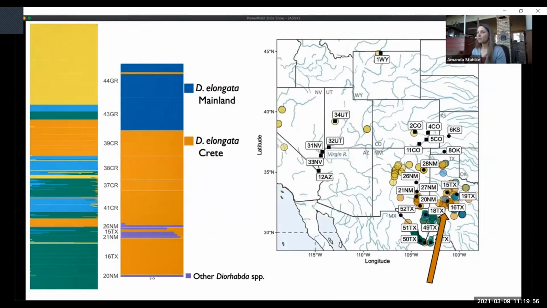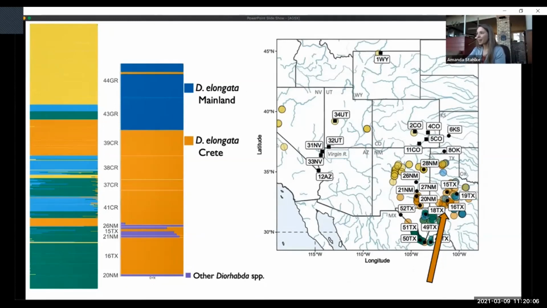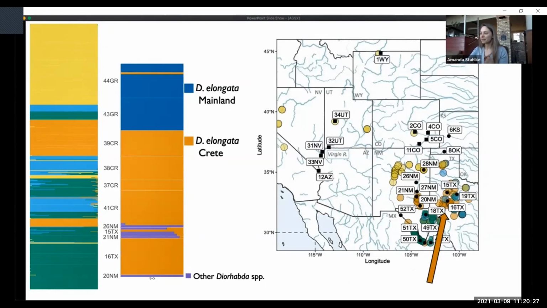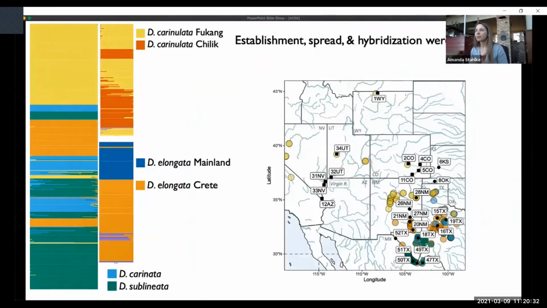We can break it down in the same way for the Elongata source populations, with the mainland ecotype shown here in dark blue and the Crete ecotype in orange. And what is surprising is that Elongata was introduced all over the place over here, but really only 16 Texas has a lot of Elongata represented, and most sites are hybrids. Most other Elongata ancestry is shown to be a hybrid with other Diorhabda species. So only the Crete ecotype established, and barely.